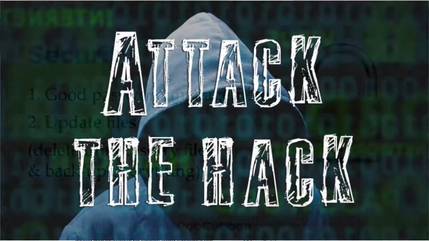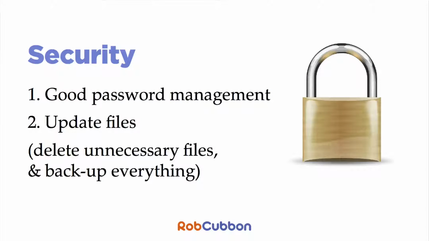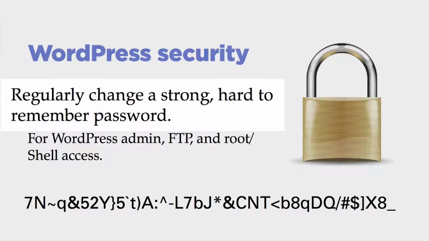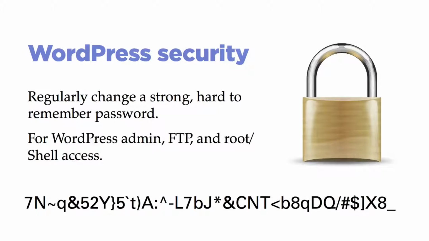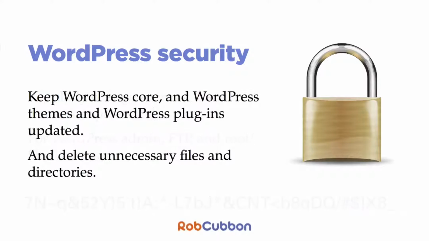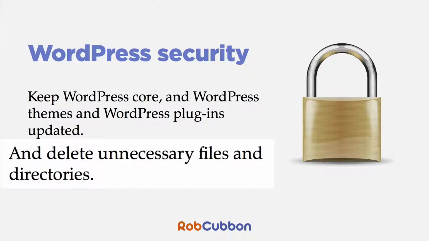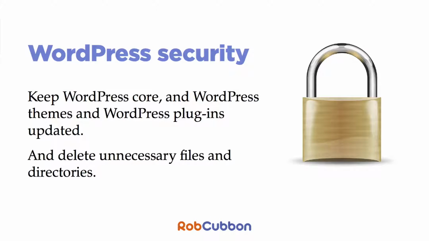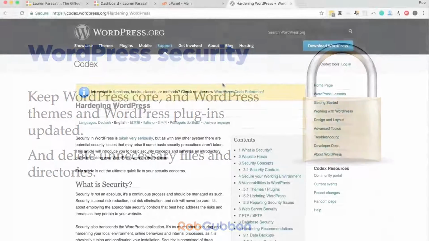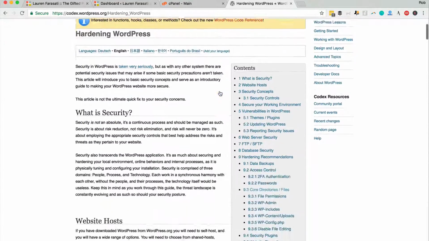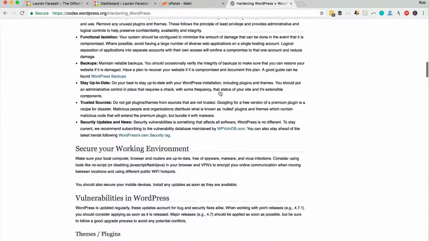Now, we know the two most important things you can do to reduce the possibility of getting hacked: regularly change hard-to-guess passwords. So that's one thing. Second thing, of course, is to keep everything updated. And don't forget to throw away any unnecessary directories, folders, files on your website. But apart from that, what else can you do? Well, there's an awful lot. I've been going through this article at wordpress.org about hardening.